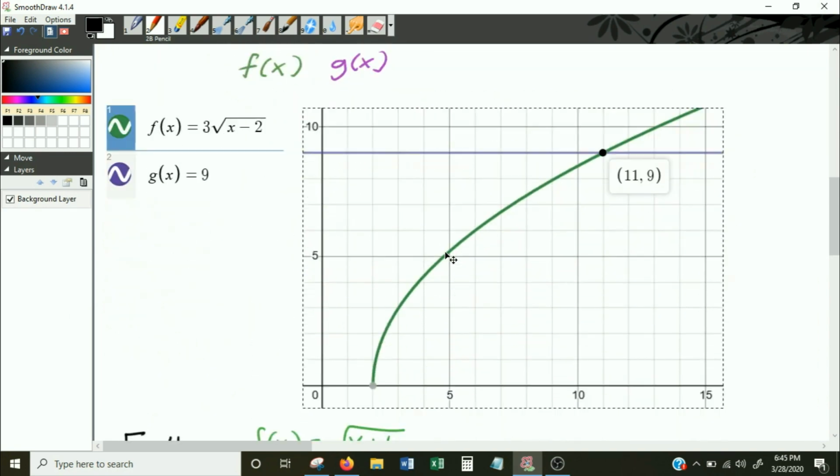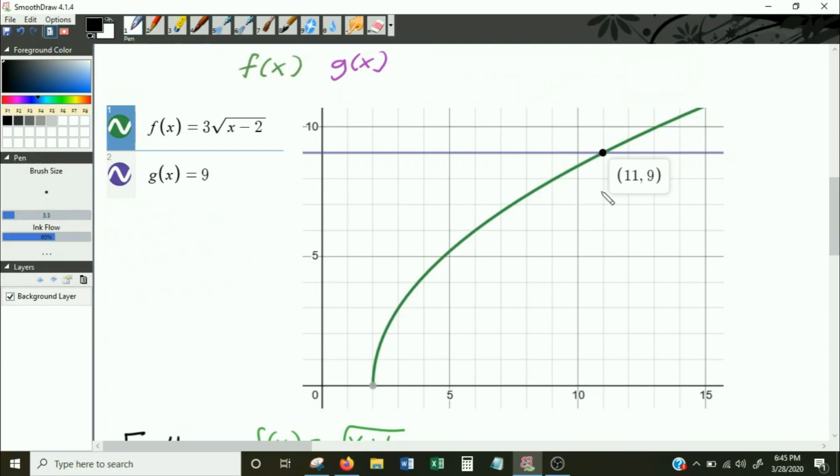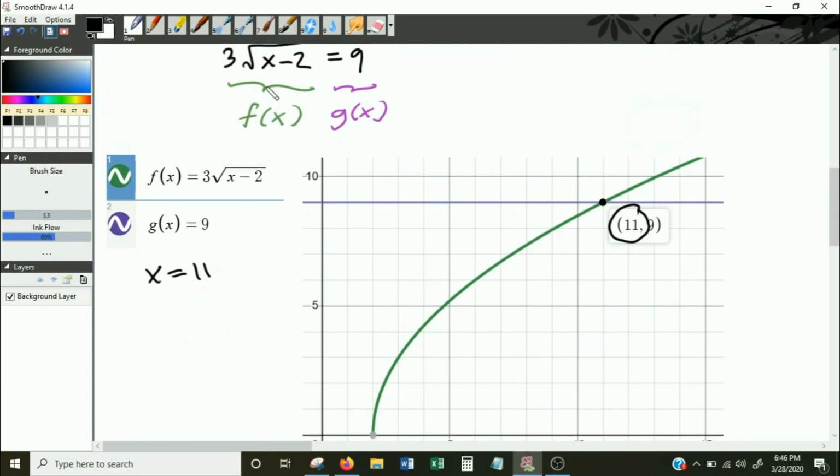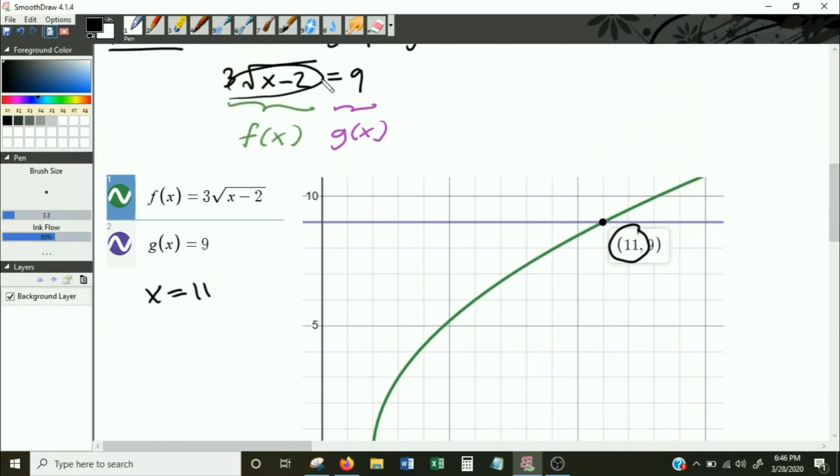So this is the graph, and this x value right here, 11, is what we're looking for. That x value of 11 is going to make the left side equal the right side. So if x equals 11, I can check my work by plugging in x equals 11 and seeing if I get this equation to be true.